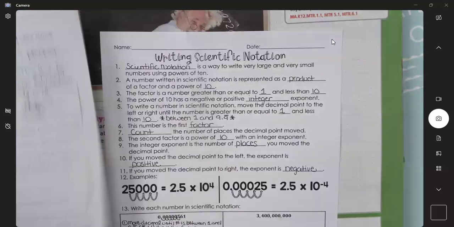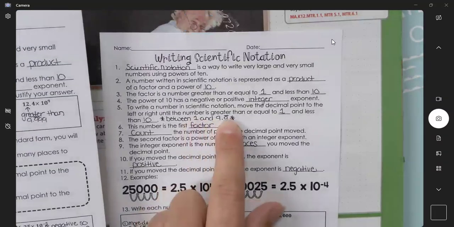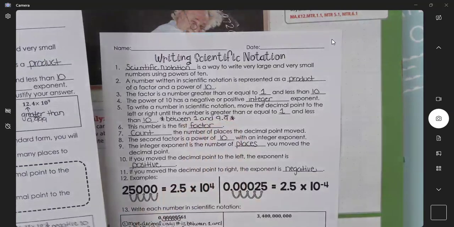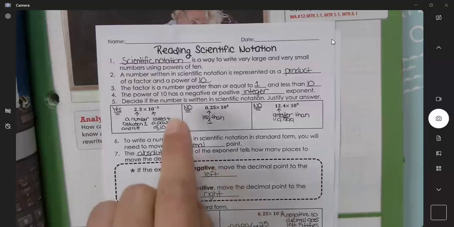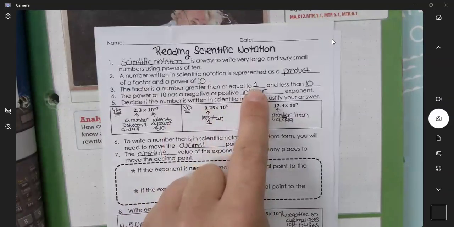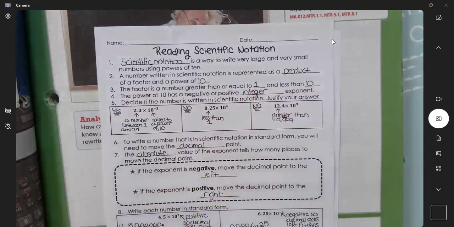On this page, on your second notes, I wrote between 1 and 9.9999999 repeating, okay? It cannot be 10. It cannot be 0.9. It has to be either 1 or more, but 9.9 is the highest that you can go, okay?